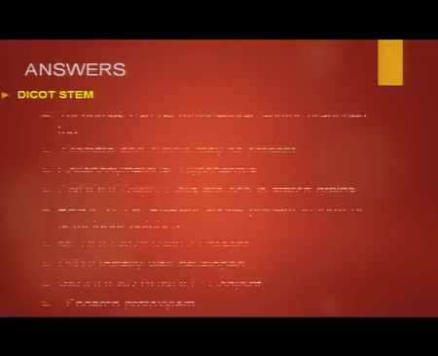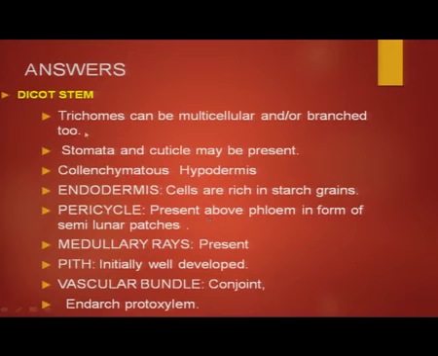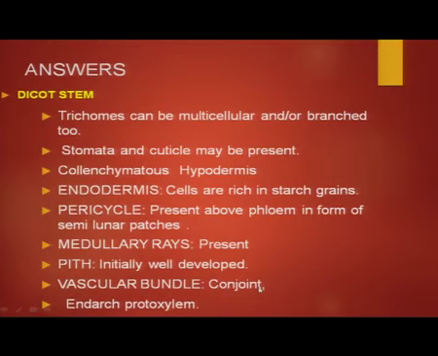So, when we differentiate between dicot stem and dicot root, we can use these points. The trichomes on the stems can be multicellular and or branched too. The stomata and cuticle may be present. The hypodermis is collenchymatous. Endodermis cells are rich in starch grains. Pericycle is present only above the phloem, and that too in semilunar patches, and it is made up of sclerenchymatous tissue. The medullary rays are present in the dicot stems. The pith is well developed initially. Later on, when secondary growth takes place, the pith is crushed, but in the earlier stages of development, it is quite well developed. Talking about the vascular bundles, they are conjoint and open, and the protoxylem is endarch.